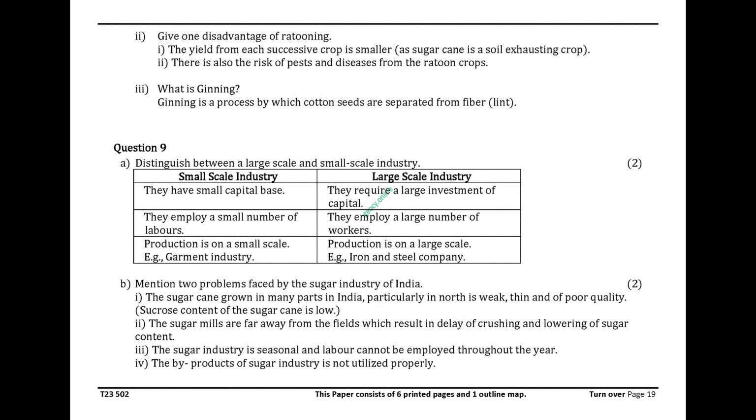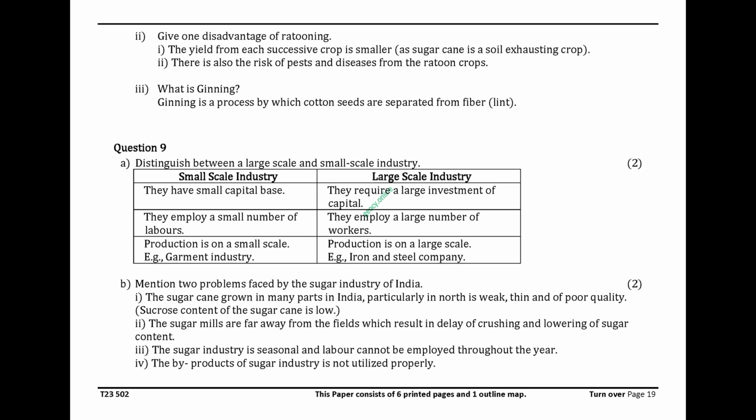What is ginning? Ginning is a process by which cotton seeds are separated from fiber, lint. Question 9. Distinguish between a large-scale and small-scale industry. Small-scale industry: they have small capital base. Large-scale industry: they require a large investment of capital. Small-scale: they employ a small number of laborers.